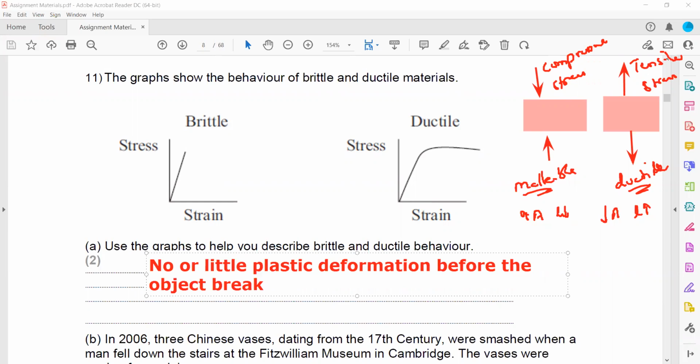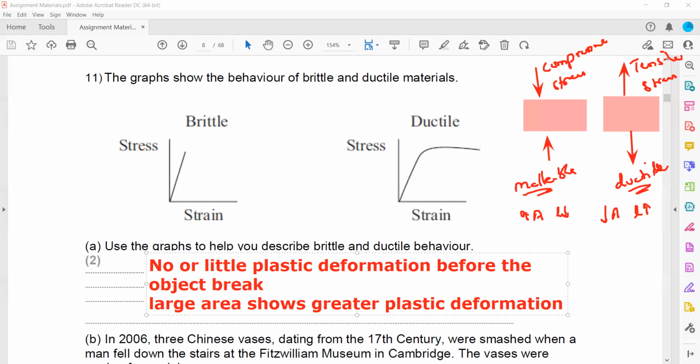So a large area in the graph for a ductile material shows greater plastic deformation. And because it's a ductile material, you have to mention that it undergoes this under tensile stress. Is it clear, this one? Yes, clear.